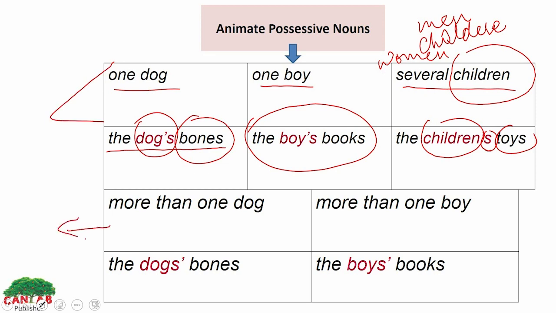Now look at these. These are the plural ones. The plural animate possessive nouns. If the dog is more than one and the boy is more than one, the plural form of dogs is ending with S, so we will put the apostrophe after that. The dogs' bone, the boys' book. I hope you have learned the concept of animate possessive nouns here.